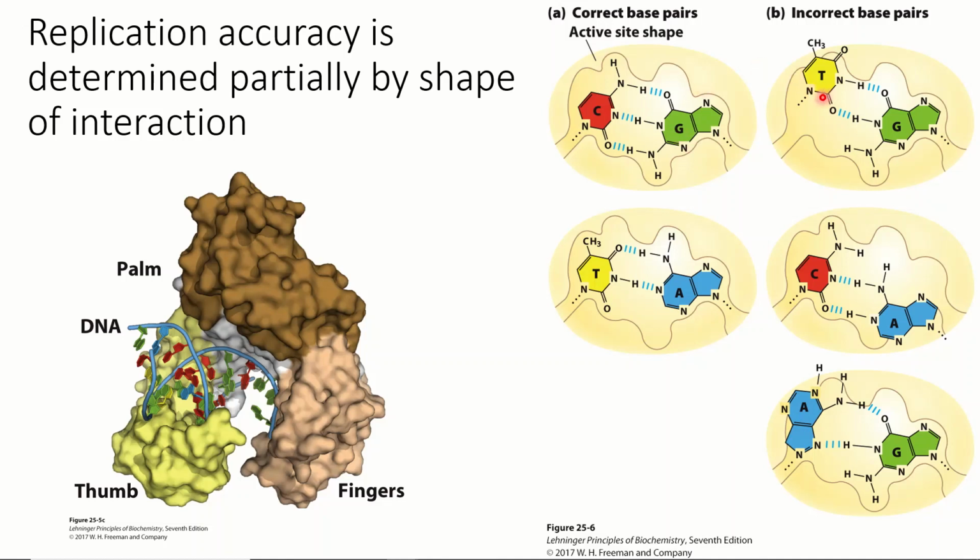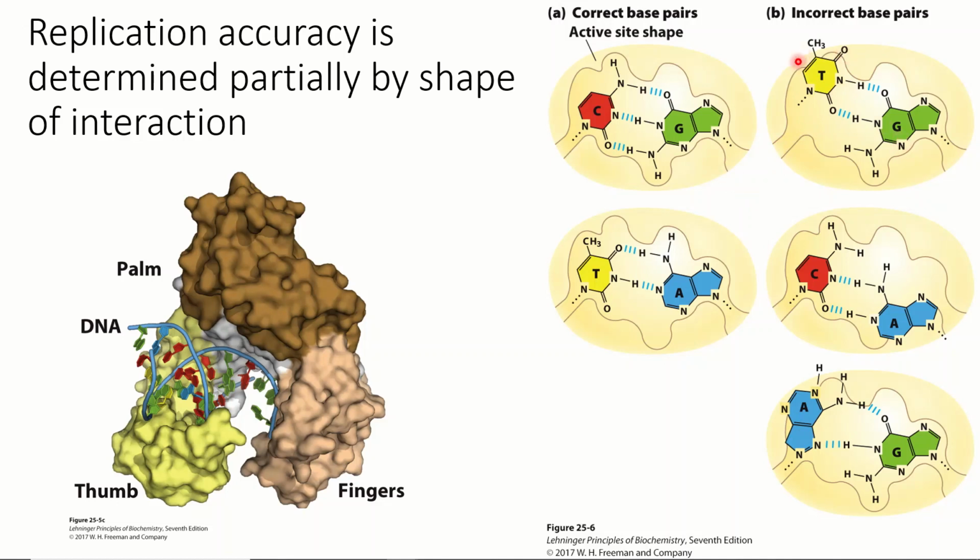When you put in an incorrect base pair, these interactions are disrupted. So with this T, you can see you couldn't have a hydrogen bond as you could with a C that is paired to G. And so that doesn't fit in the pocket, and because it doesn't fit, it's going to play a role in accuracy.